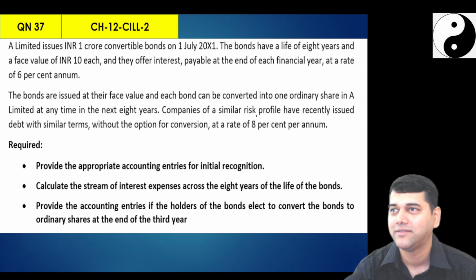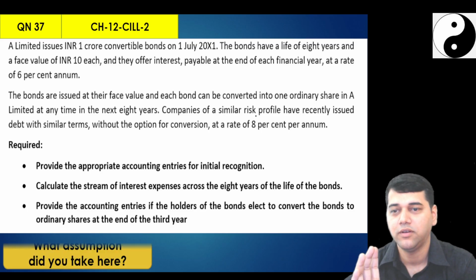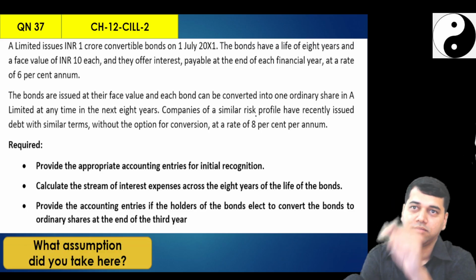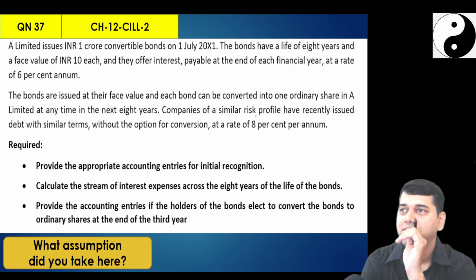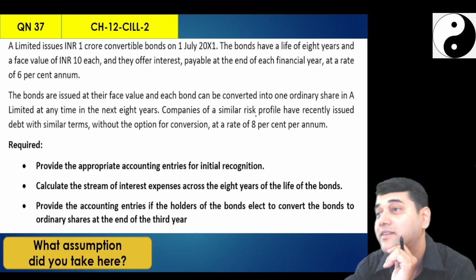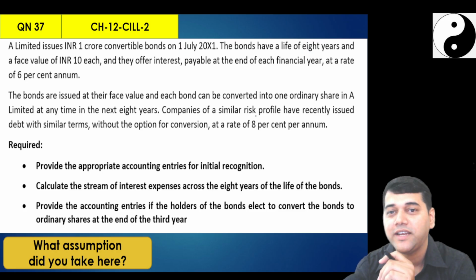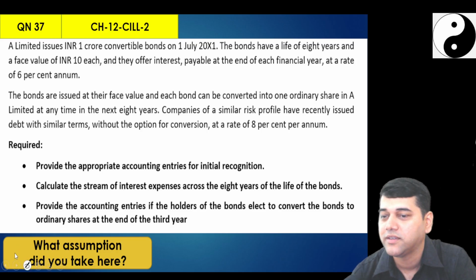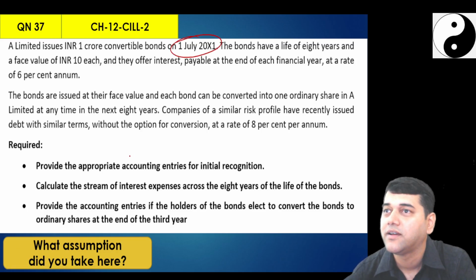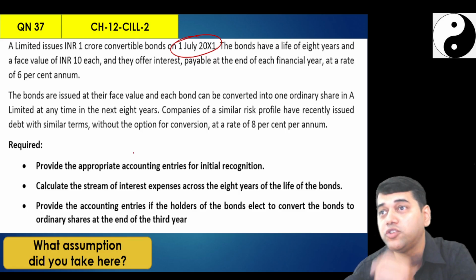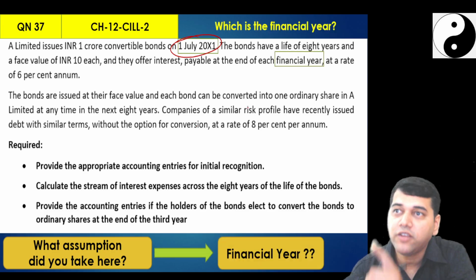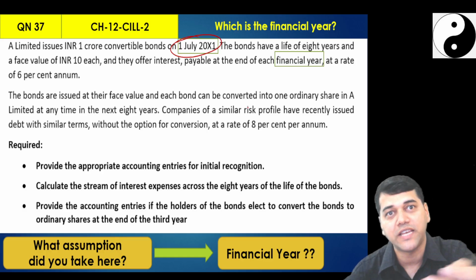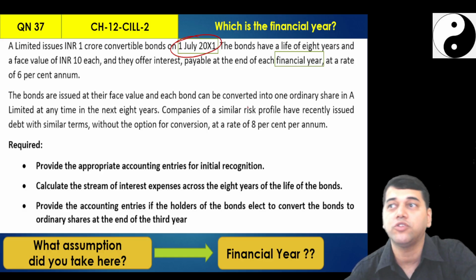Nice question, student. Only one question I'll ask you. What assumption did you take in this question? Or did you go with the flow? The date of issue they have told, no? 1st of July. So with what assumption did you go? I'm telling you, you went with an assumption that the financial year of the organization is from 1st July to 30th June.